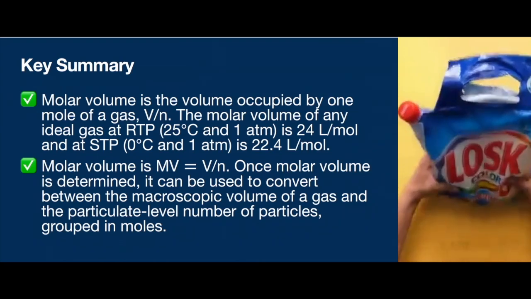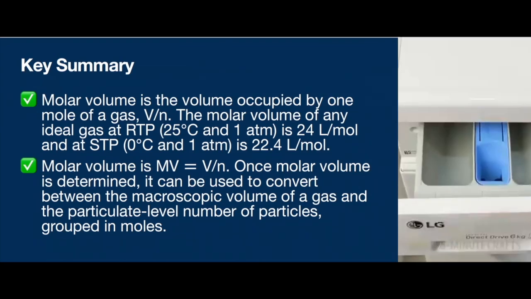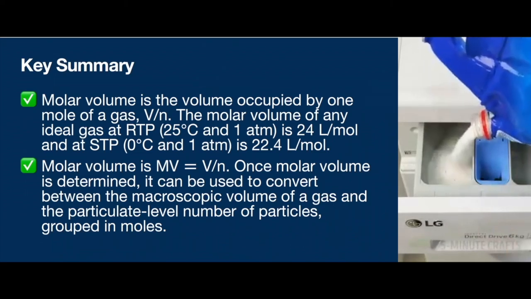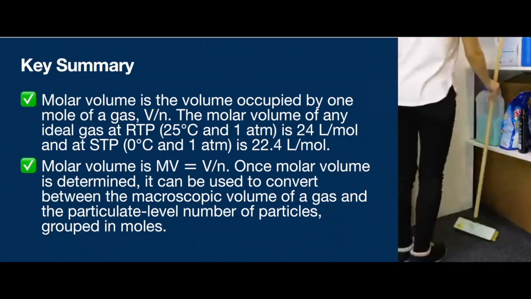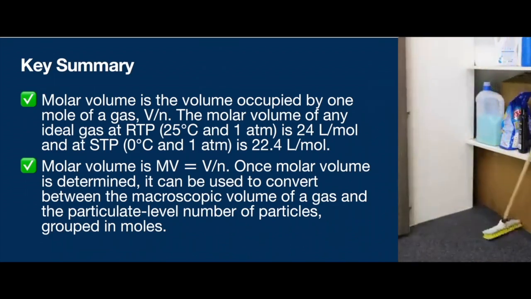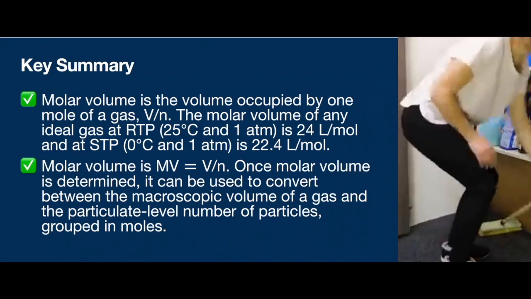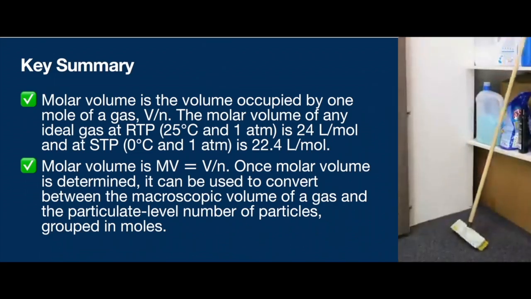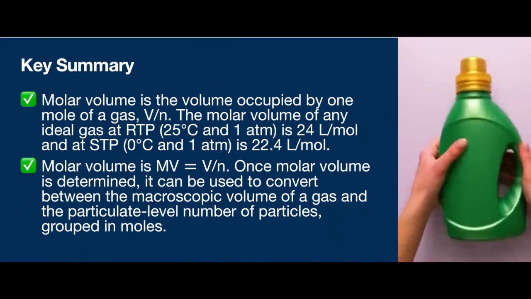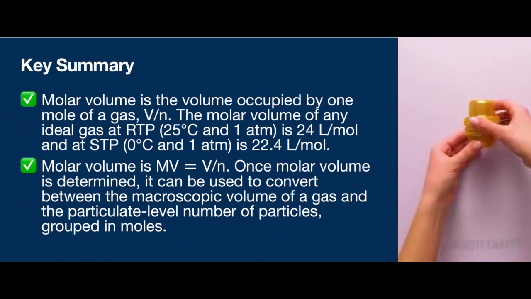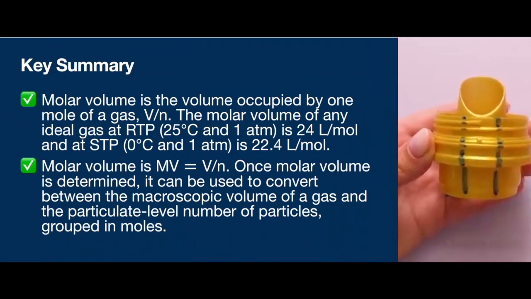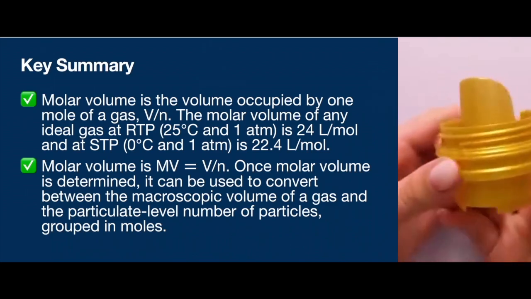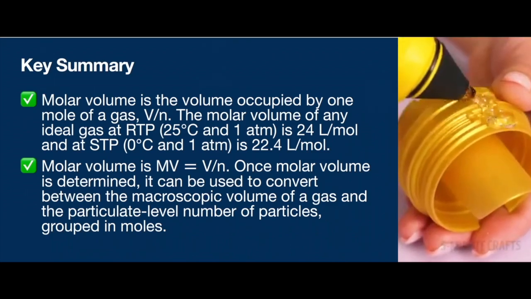In summary, molar volume is the volume occupied by 1 mole of a gas, which is mathematically expressed as V over n. The molar volume of any ideal gas at room temperature and pressure, which is 25 degrees Celsius and 1 atmospheric pressure, is 24 liters per mole. And at standard temperature and pressure, which is 0 degrees Celsius and 1 atmospheric pressure, it is 22.4 liters per mole.